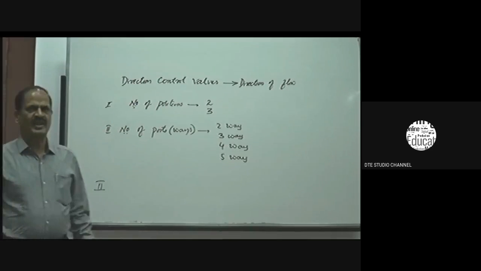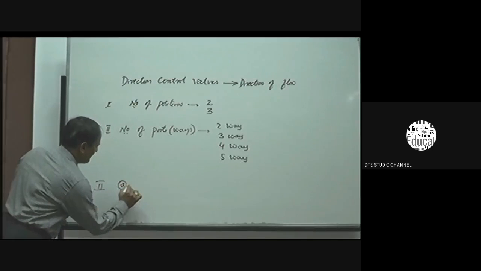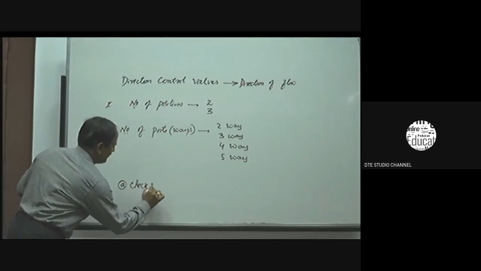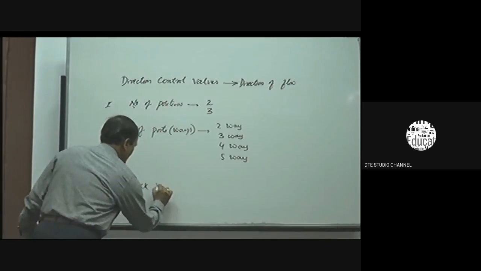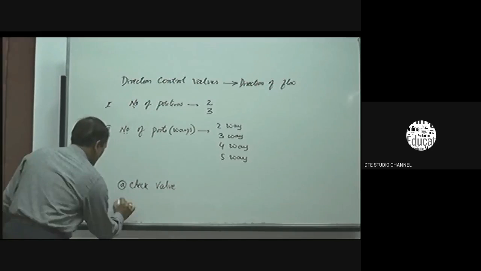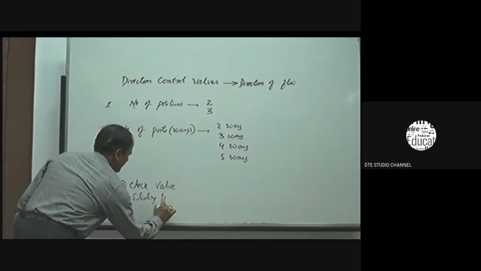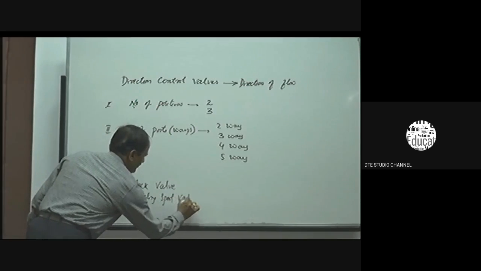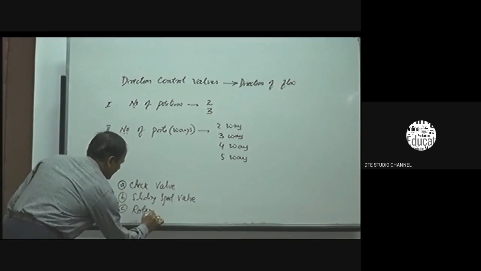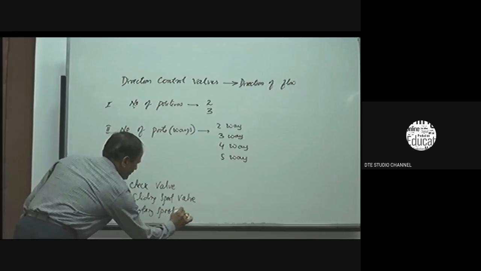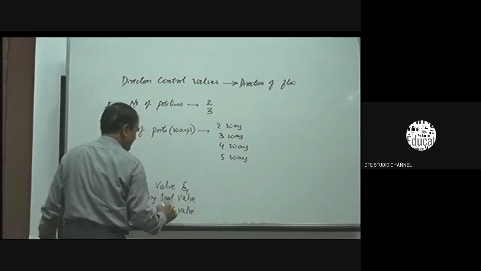Depending upon the construction of DC valves, they are classified into a check valve, sliding spool valve, rotary spool valve, and shuttle valve.